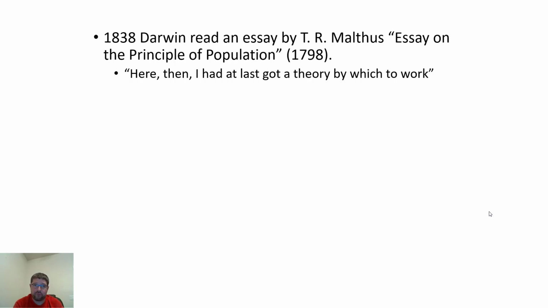Okay? Darwin wrote, here, then, I had at least got a theory by which to work. So a lot of this information that was in Malthus's book, Darwin connected to populations of all other organisms. And he realized that, hey, if humans have the ability to over-reproduce, so do other organisms. And that's indeed kind of what led to his descent with modification ideas in the origin of species.